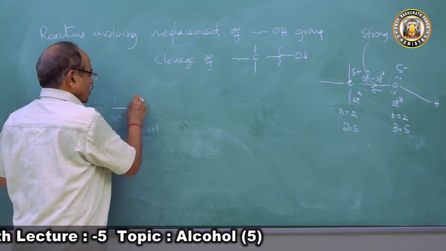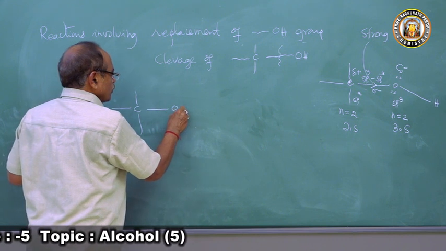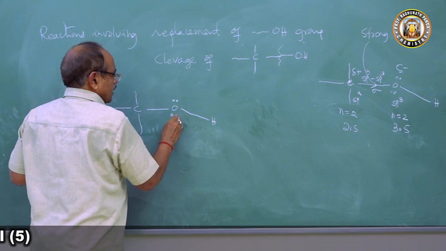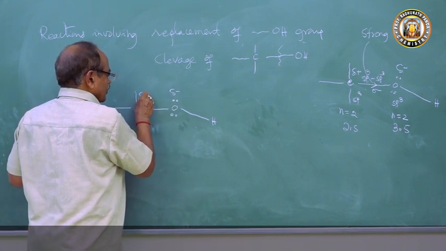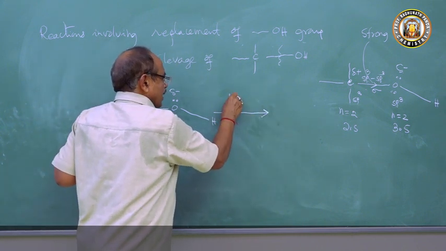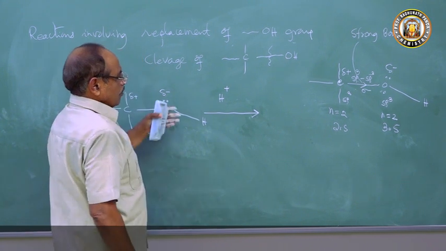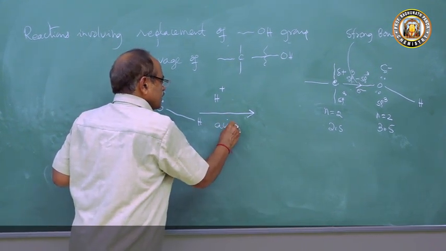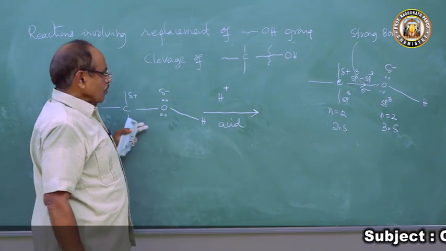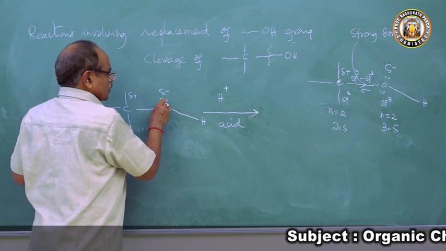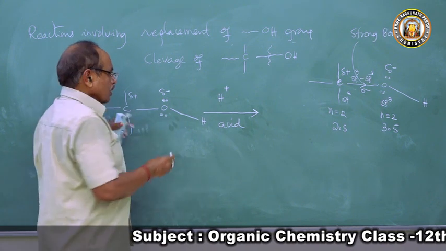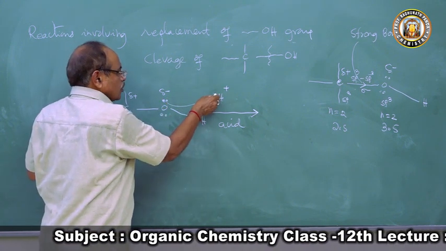This is the carbon atom, this is the alcohol, this is the OH group, and it has two lone pairs of electrons, and this oxygen atom has a delta negative charge, the carbon atom has a delta positive charge. The moment we add a proton, a reagent, we may add an acid which can give us H plus. So then what will happen? This oxygen atom, with its two lone pairs, will attract the proton and accept the proton by donating a pair of electrons to the proton.